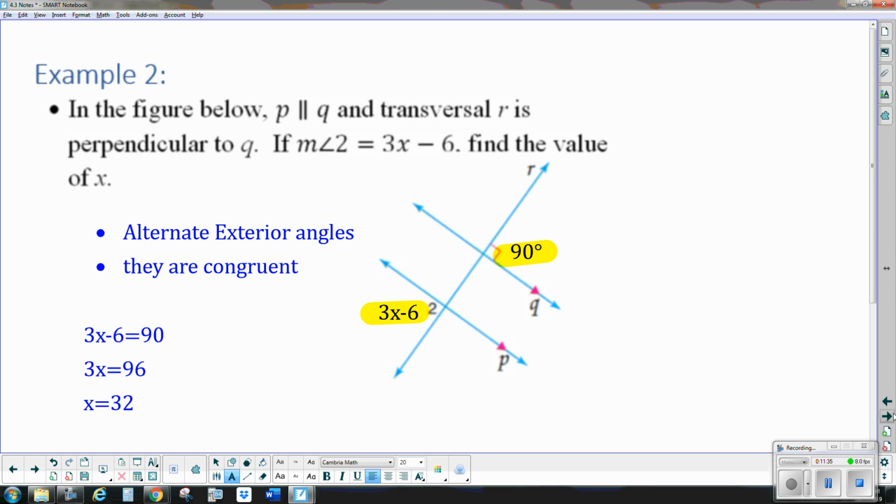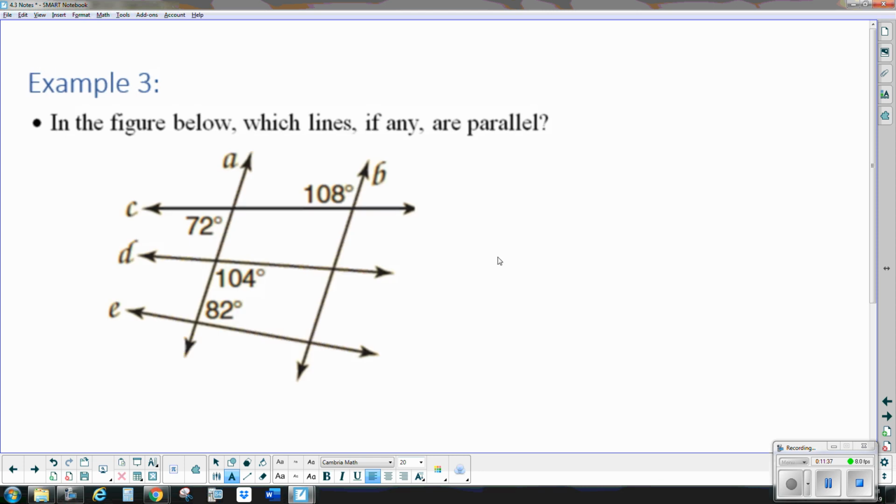Okay, let's do one more example. And here it says which lines, if any, are parallel. So here we're going to use the converse of our corresponding angles theorem.